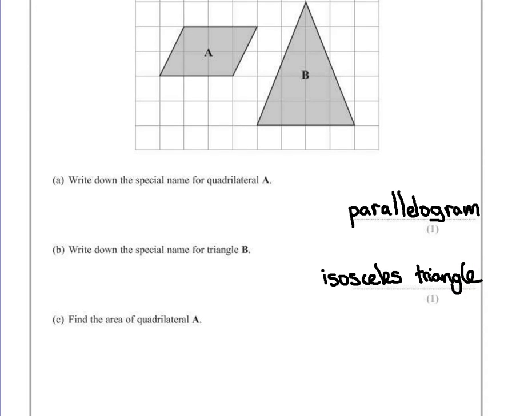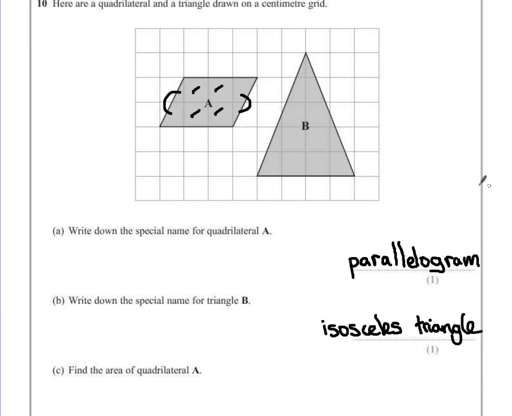Part C. Find the area of quadrilateral A. 2 ways of doing this, but for a 2-mark question you have to be able to demonstrate how you did it. First way could be to count the squares. We have 1, 2, 3, 4. 4 full squares, and if we put these 2 next to each other together, that would make 1. That would make another one. So we'd have 1, 2, 3, 4, 5, 6. That would be good enough to show our working out, and which should give us 2 marks.